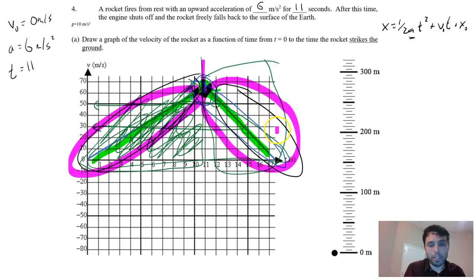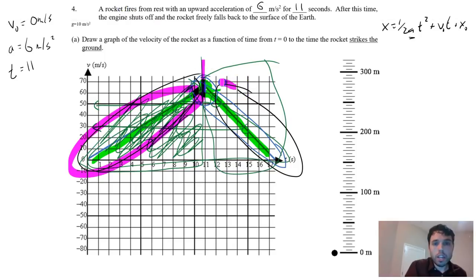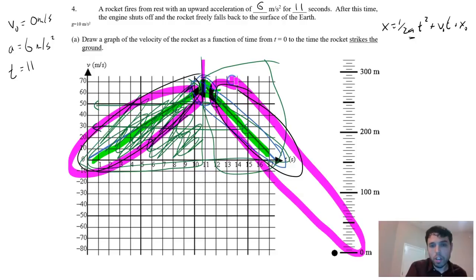Now, actually, now that I think about it, we could chunk this part here all the way back down to the ground, right? Because it has the same acceleration. Once the rocket's shut off, the only acceleration is gravity pulling the rocket back down to the ground. So we could just have two chunks. One chunk, this part in here, with a positive 6 acceleration, and the other part with a negative 10 acceleration going down. Let's do it that way, that'll be easier.